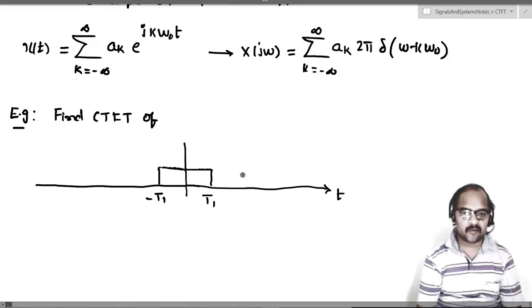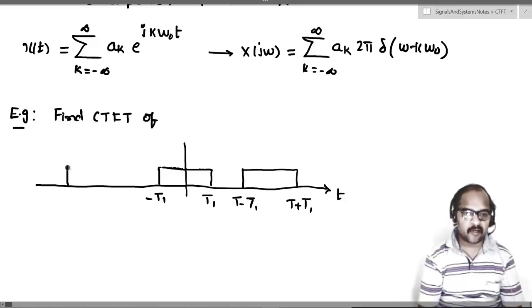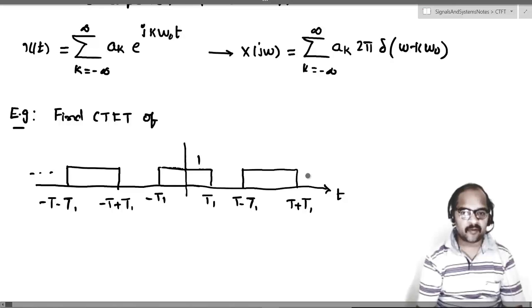So minus t1 to plus t1, and again this would be t minus t1, this is t plus t1, and in negative time also we have a rectangle. So this is minus t minus t1, this is minus t plus t1, and this repeats. For this signal we already have the Fourier coefficient.